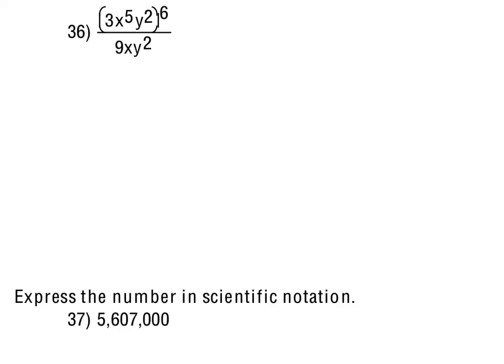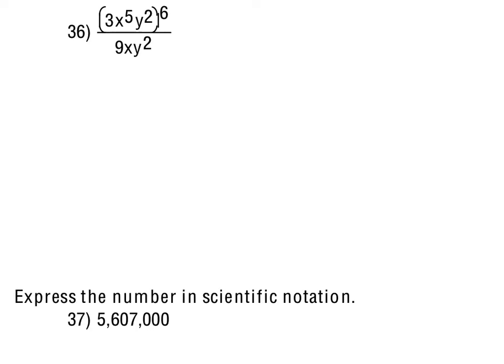All right, for 36, we've got a similar question. Same sort of thing with simplifying the exponential expression. In this case, we've got the whole numerator, 3x to the 5th, y to the 2nd, to the 6th power. So that whole thing to the 6th power, and then just the 9xy squared in the denominator.